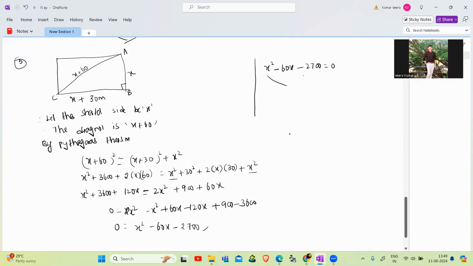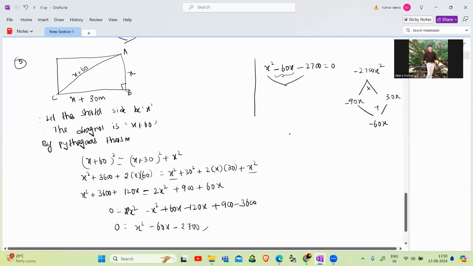You have this equation. Now factorization. Minus 2700 into x square. If you multiply, you will get this, and if you add, you will get minus 60x. Can't you find it from here? Simply find the factors and substitute in the minus 60 place. Clear? So I think you can take 90 into 30. Since it is negative here, minus 90 plus 30 is minus 60, and 90 times 30 is 2700. Now you can write x square minus 90x plus 30x minus 2700 is equal to 0.